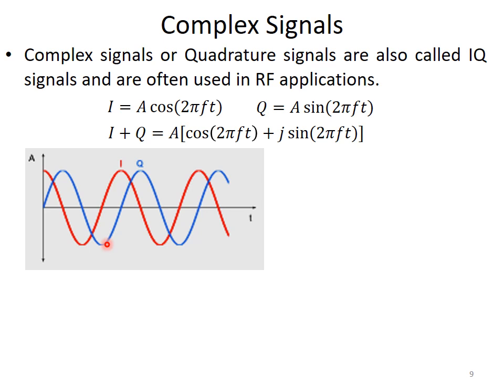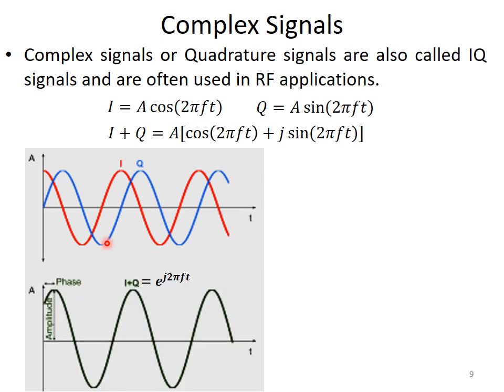The sum of these two waveforms, I plus Q, is another sinusoidal waveform, which is shown in this figure. When you add I and Q together, you get another sinusoidal waveform, and the phase angle of this waveform is a function of I and Q. So the phase angle would not be 0 or 90 degrees, but something in between 0 and 90. That phase angle depends upon the values of I and Q. This waveform is the sum of I and Q, and it is a complex waveform. It is a two-dimensional waveform, therefore it can be represented by a complex number.